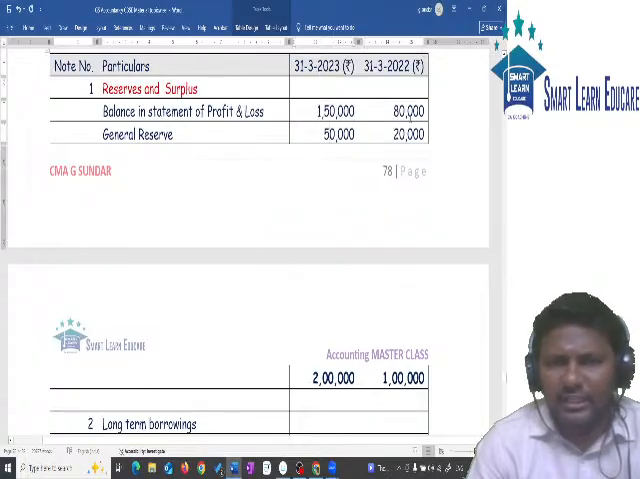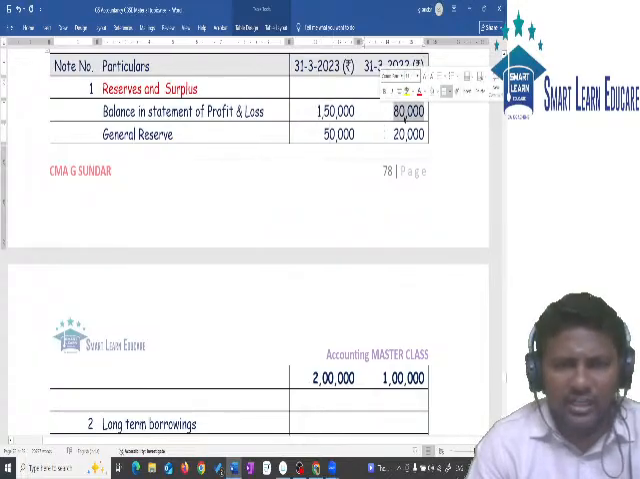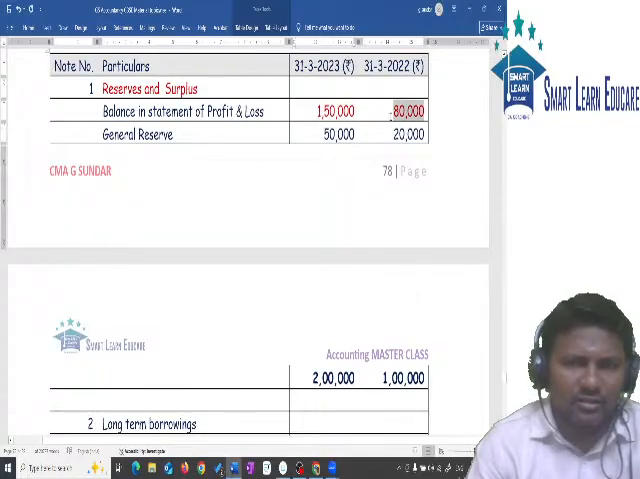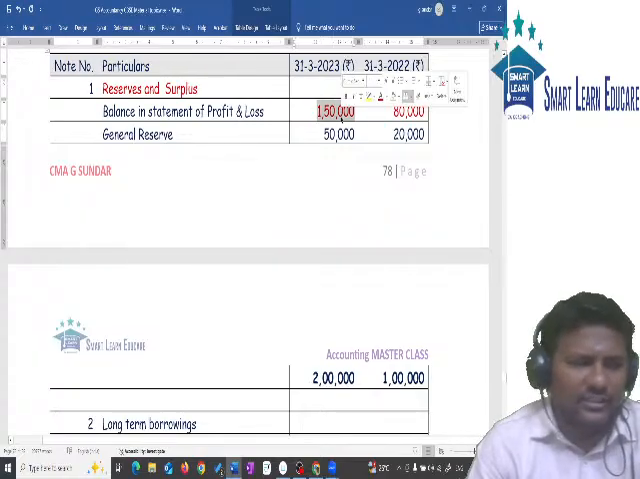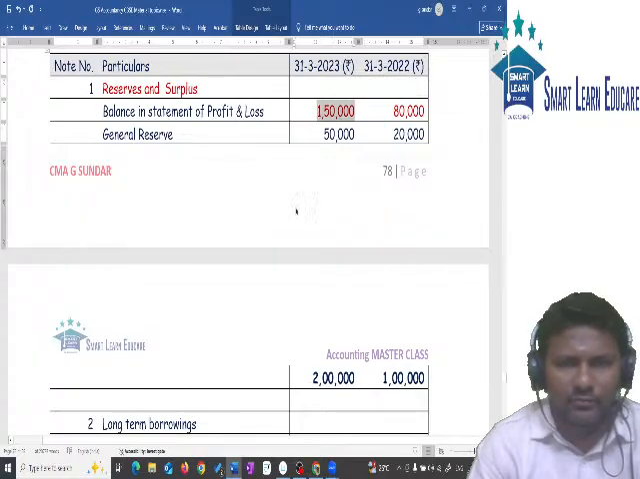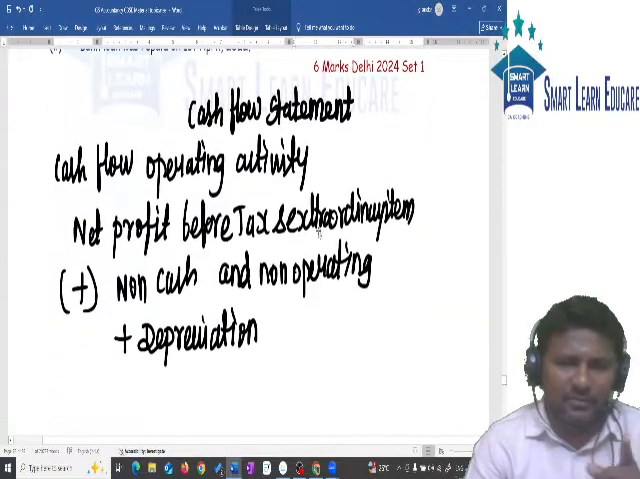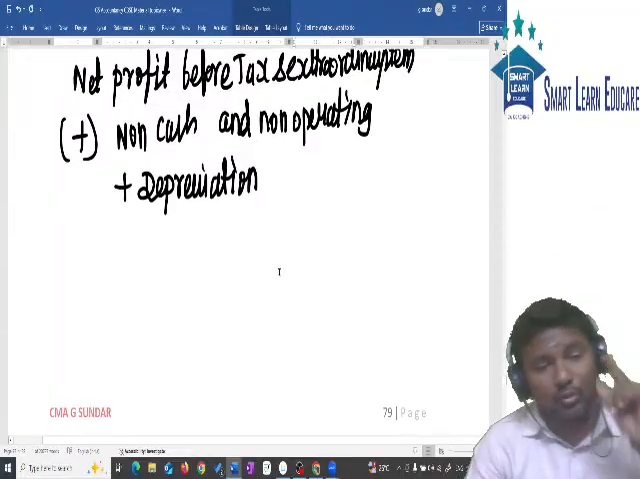Opening balance 80,000 and closing balance 1 lakh 50. It means how much profit increases in the current year? 70,000. So go to working note 1. Operating act net profit before tax ன்னு எழுதிடக்கூடாது. Go to working note 1.